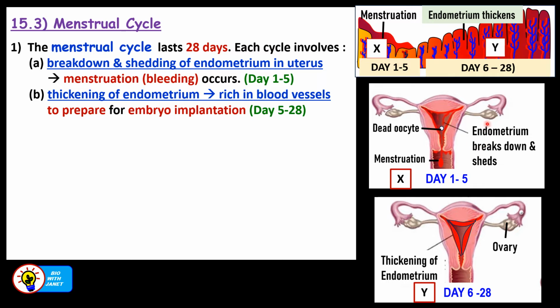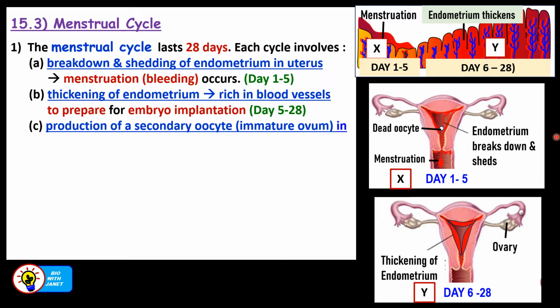Okay, so in case there's fertilization in the fallopian tube here, whereby a sperm fertilizes an ovum or secondary oocyte, then the resulting zygote and embryo will travel down into the uterus to implant or be attached to the endometrium in order to get nutrients for growth. Okay, so the thickening of the endometrium is to prepare for implantation of the embryo. That occurs from day 5 to day 28.